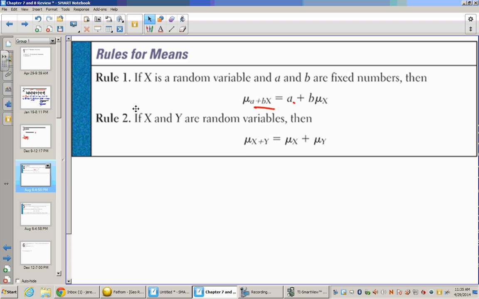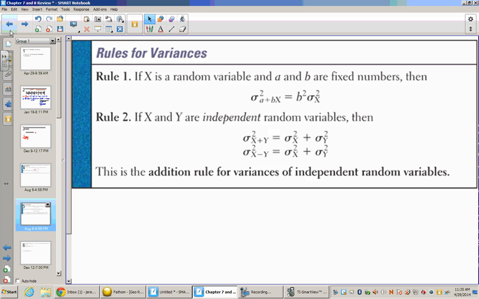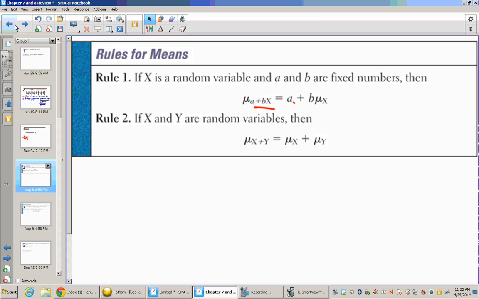Now there are some rules for means and rules for standard deviations or variances. The rule for means is if I apply a linear transformation to a data set, I can also apply that same linear transformation to the mean. Or if I am adding two data sets together, I can just add the mean of each of the data sets to equal the mean of both those data sets. Means are nice, they're really easy, they do what you want them to do.